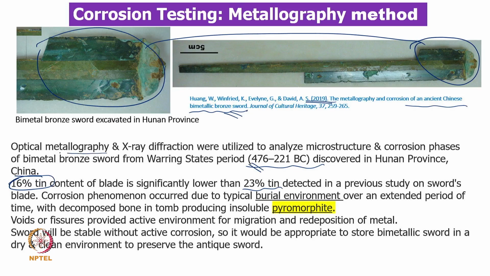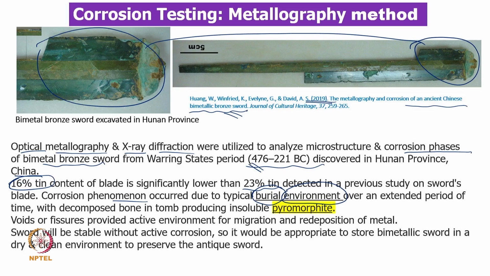And then they use optical microscope micrographs, and also XRD, the X-ray diffraction pattern, to analyze the microstructure and corrosion phases of the bimetallic sword, and they present the results based on that. Now, they observe the corrosion. This sword is not intact, it has been broken, it has been corroded. The question comes, why? Naturally, they conclude that the corrosion phenomenon has occurred because of the burial environment. So, even in the sand there is some sort of corrosive environment.